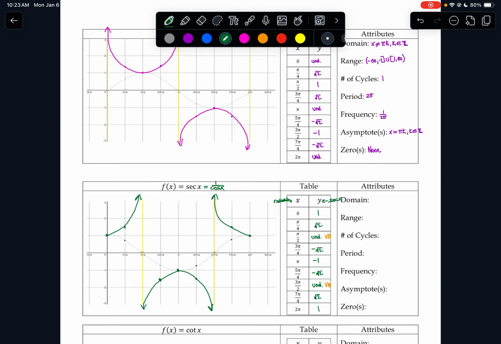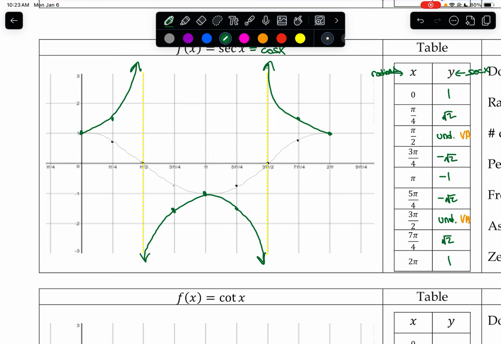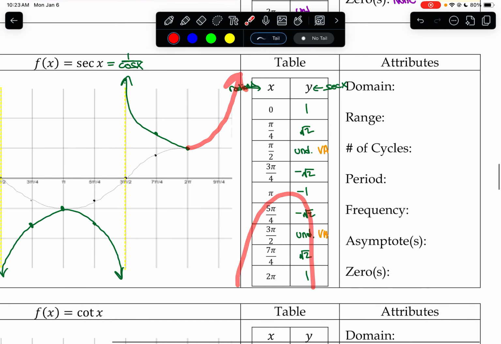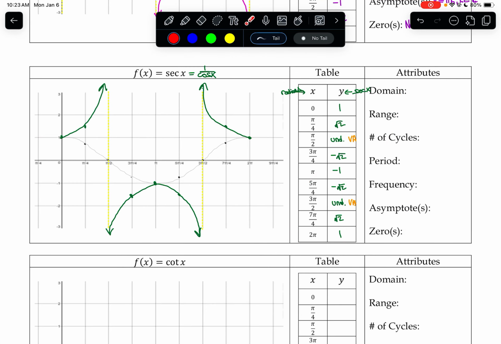Okay, so not as pretty as cosecant, but that's just because of the asymptotes. So really, what's going to happen is these are still going to continue. We're going to make these like full bowls. And then once again, because it's going to keep going, we're going to have all these bowls oscillating up and down throughout.